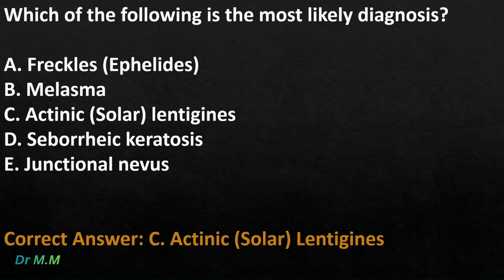Which of the following is the most likely diagnosis? A. Freckles or ephelides. B. Melasma. C. Actinic or solar lentigines. D. Seborrheic keratosis. And E. Junctional nevus. According to our explanation, the correct answer is C, actinic or solar lentigines.